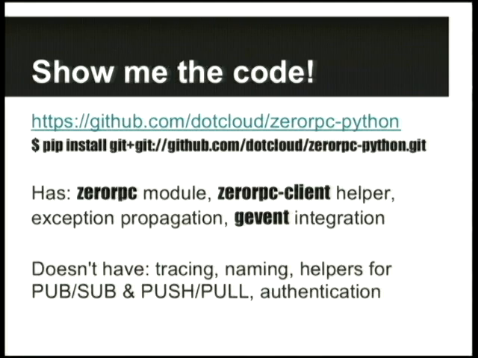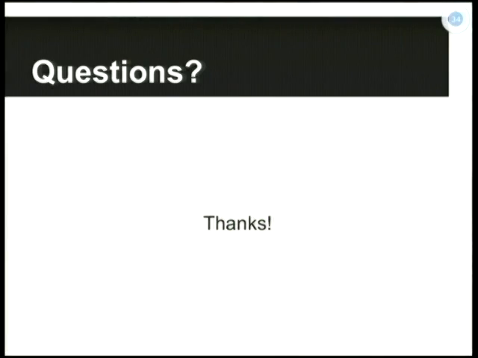It has this small command line tool to expose modules and to see what they're doing. It propagates exceptions. It has the integration with GEvent. But what it doesn't have is tracing, naming, stuff to make nice pubsub and push-pull integration, and authentication. But the good news is that we have implementations for all those patterns in our code base, and we are willing to open source them progressively, so expect to see more in that area. That's it. Do you have any questions?